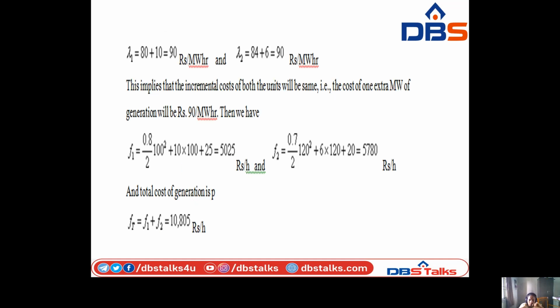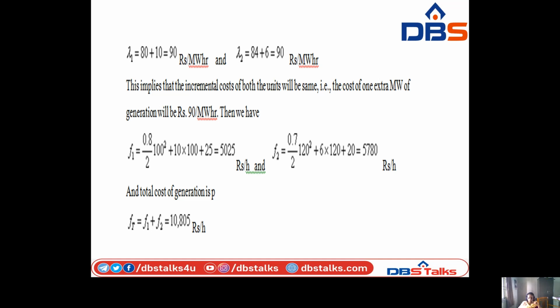Then you have to substitute those values: 0.8 by 2 into 100 square plus 10 into 100 plus 25. Then you get F1 equal to 5,025 rupees per hour. Then the F2 value will be calculated as 0.7 by 2 into 120 square plus 6 into 120 plus 20. That is equal to 5,780 rupees per hour.